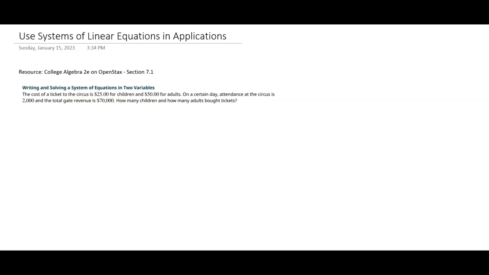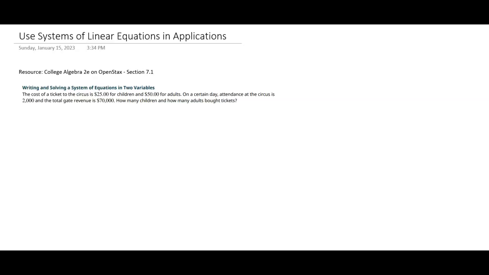All right, this problem is going to have us use an application problem in a system of equations. We're going to both write and then solve the equation with two variables. So we have two ticket costs, $25 for children and $50 for adults. And we know that there's an attendance of a total of 2,000 people, and then we have a revenue of $70,000. How many children and adults bought tickets?